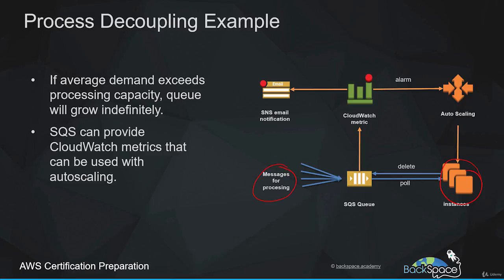And those messages could have information on an image that needs to be processed, or a video that needs to be processed, or a cryptography problem that needs to be solved. And so those messages come in, and as that demand increases, or the number of messages coming in increases, then the auto-scaling group will also add more instances to cope with that increasing demand.